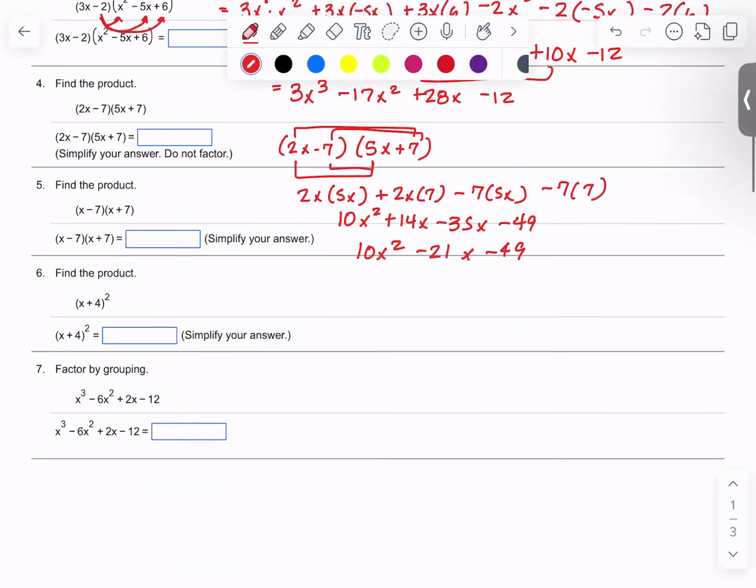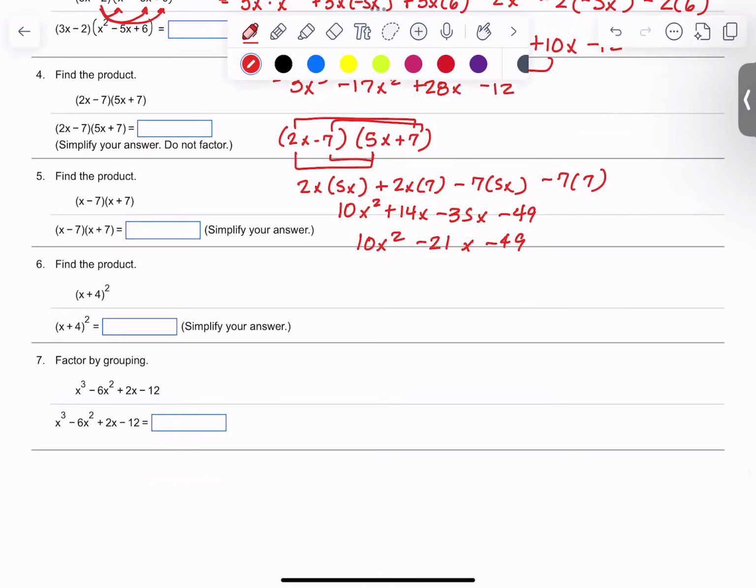All right, we're going to square a binomial. To square a binomial, we square the first term, x times x is x squared. We multiply the two terms together, and then we multiply that by 2. So we take the two terms inside the binomial, multiply those together and multiply that result by 2, and then we square the last term. So that's x squared plus 8x plus 16.